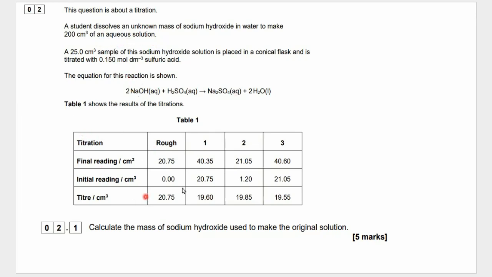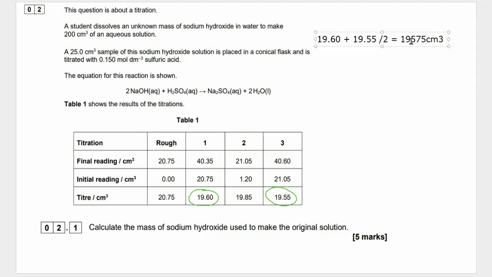Let's go. First up, we have the titres. We don't pay attention to the rough titre, but we've got the volumes here of the final titres, 1, 2, and 3. So let's find our mean titre, and we need to use concordant results. Hopefully you can work out what the concordant results are. We've got 19.60 and 19.55. The 19.85 is not concordant. Of course, it's not within 0.2 or even 0.1 cm³. So we do 19.60 plus 19.55, divide that by 2, and find that we have 19.575, or 19.58 if you want to round up, cm³.